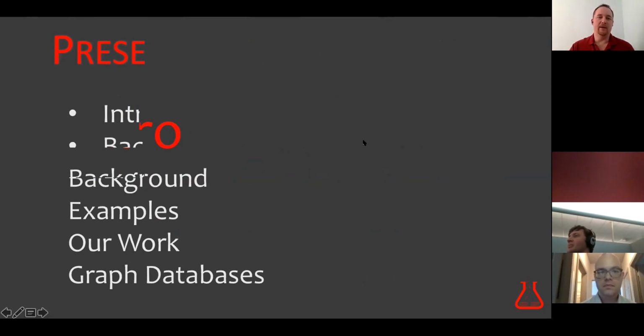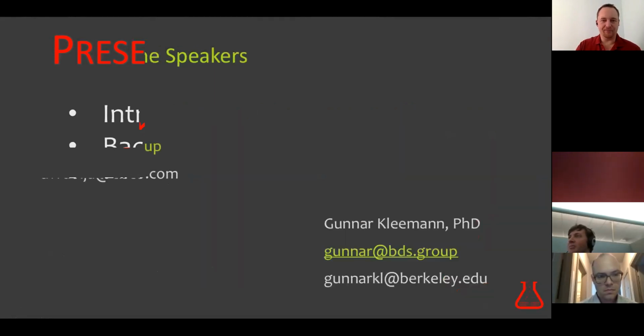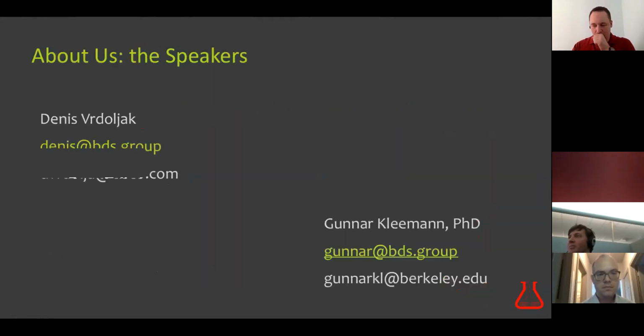So first, a little bit of an intro. Gunnar and I met at UC Berkeley, and we started working on a project, ended up doing our capstone together for our master's. And as we were developing that, eventually we started Berkeley Data Science Group to try to bring ideas and projects from Berkeley to market and to create a vehicle for that. So that's where Berkeley Data Science Group came from. Here's our contact info. We'll share it at the end as well.